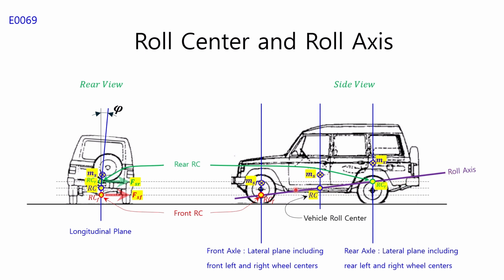As previously explained, the load transfer of the sprung mass consists of 2 roll moments generated by the total sprung mass about each roll center of the front and rear suspension, and 2 lateral forces acting on each roll center by each sprung mass of the front and rear, respectively.